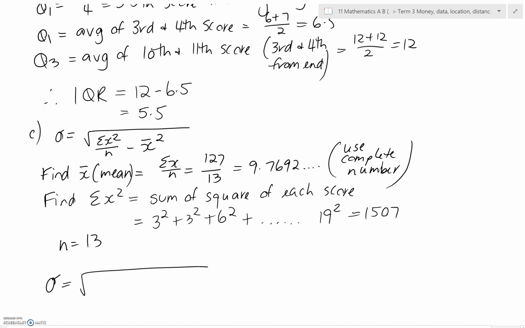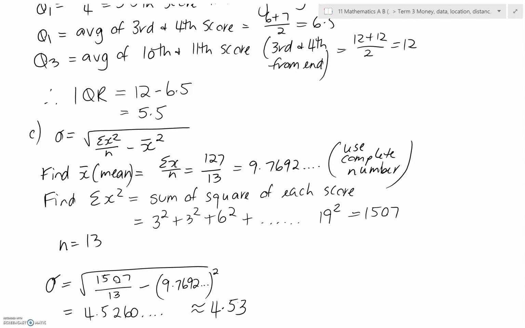So let's go ahead and do it. Sum of x squared is 1507. There's 13 data items, and we're going to take away the square of the mean. So 9.7692, but remember, keep all those places and then square that. That is going to give us an answer, and this is what you're going to round, your final answer. So that's going to be approximately 4.53 is our standard deviation. So each standard deviation is going to be worth that. Okay, so I'm going to finish this here, and then I'll do another example on the next recording.